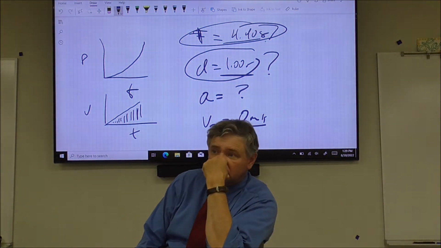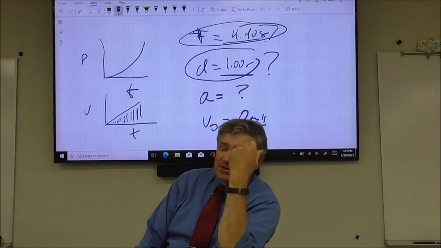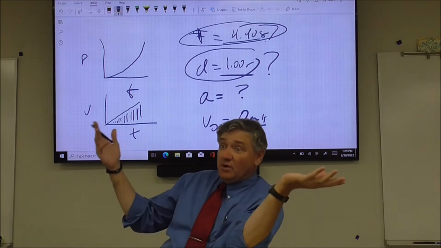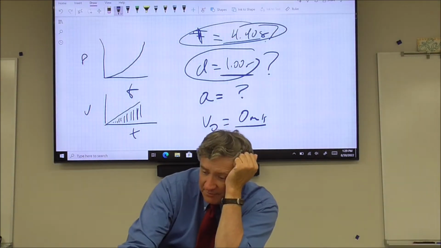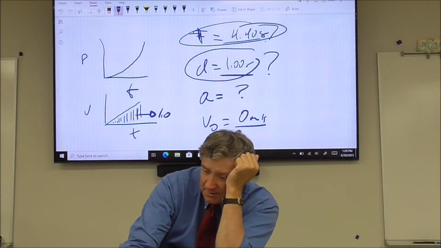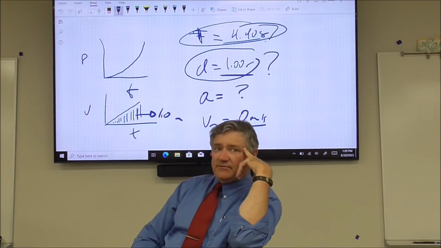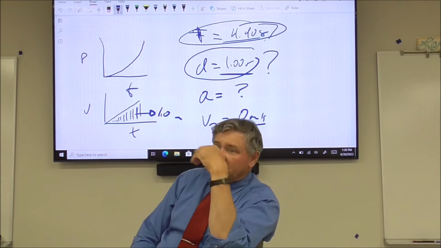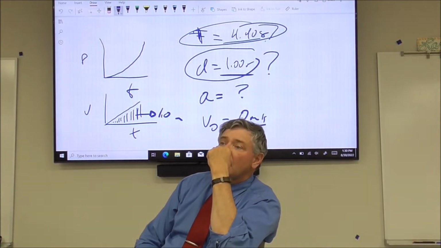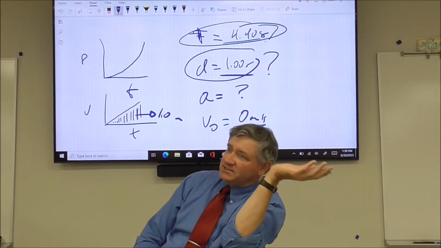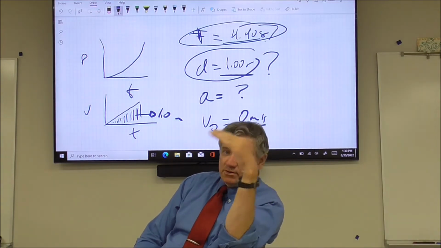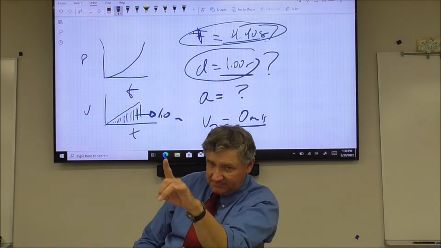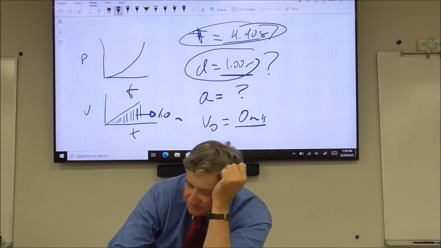Displacement. How far did it go? 1 meter. I don't know the numbers, but if I were to find that area, it's going to have an area of 1 meter, okay? Do I know the slope of the line? Nope, because that's my acceleration. I don't know that. Do you know my final velocity? No.